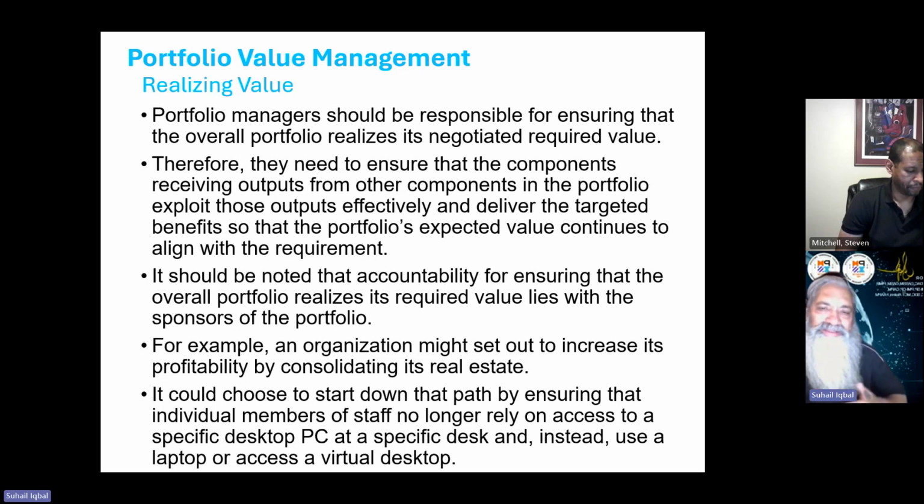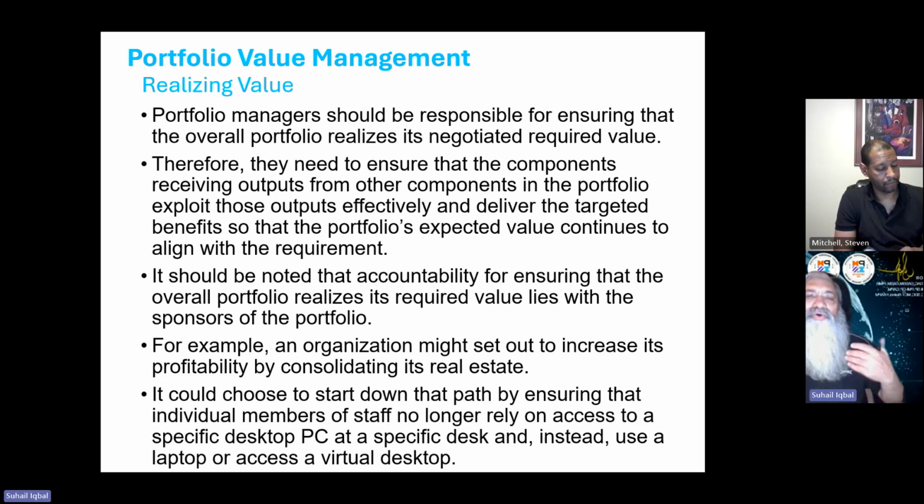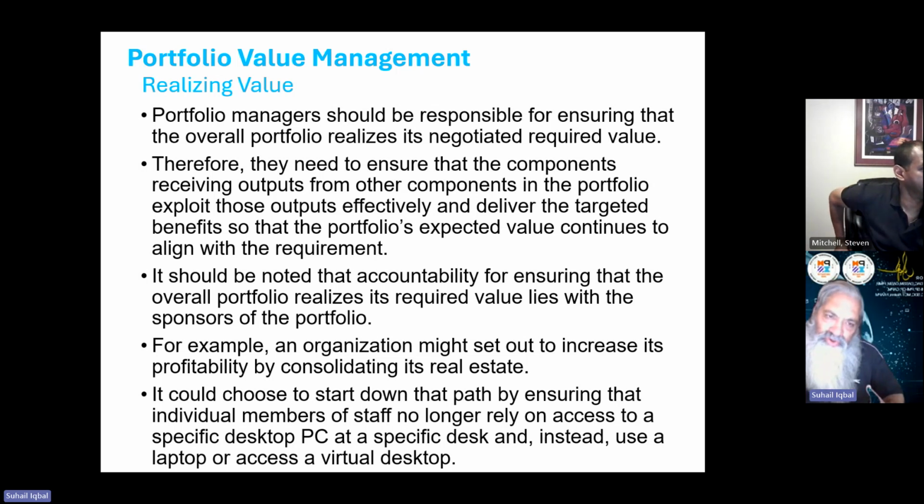They go by the book. They go according to the governance structure. So that is the control the portfolio manager is exercising on his or her component, which ensures that whatever the component is producing is being translated into benefits and ultimately into the portfolio's expected value, right? So we are taking this path as well.